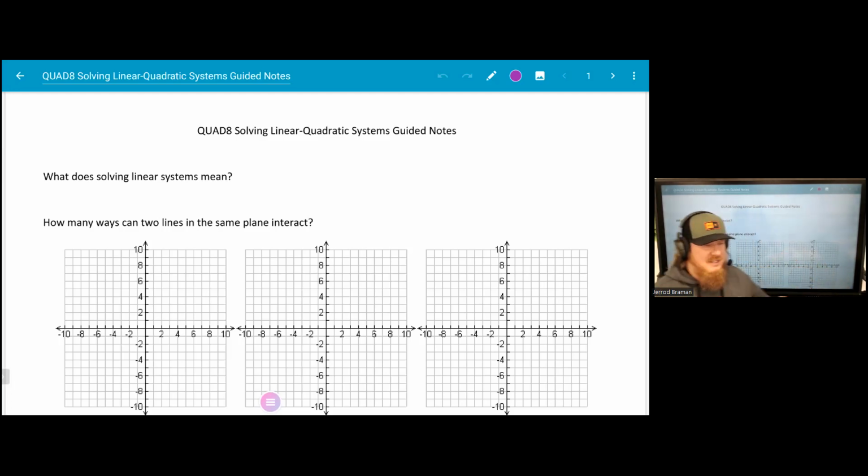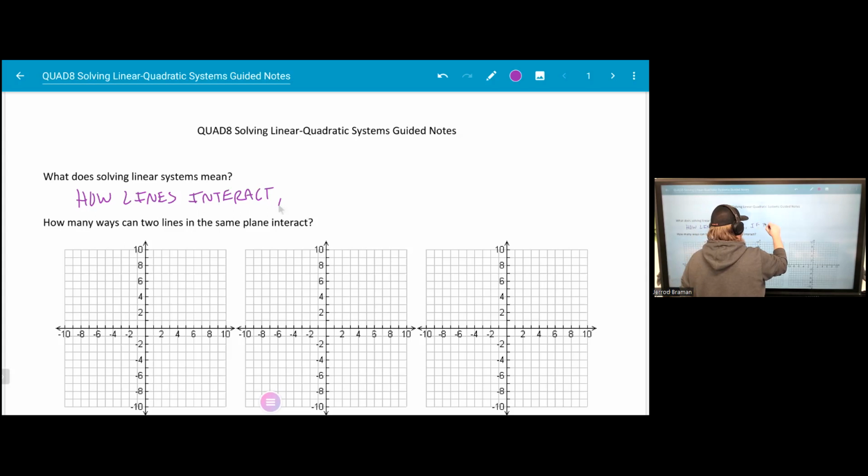What does solving linear systems mean? Well, what we're trying to find is how lines interact, if they interact. And I'll kind of tell you what that means here.